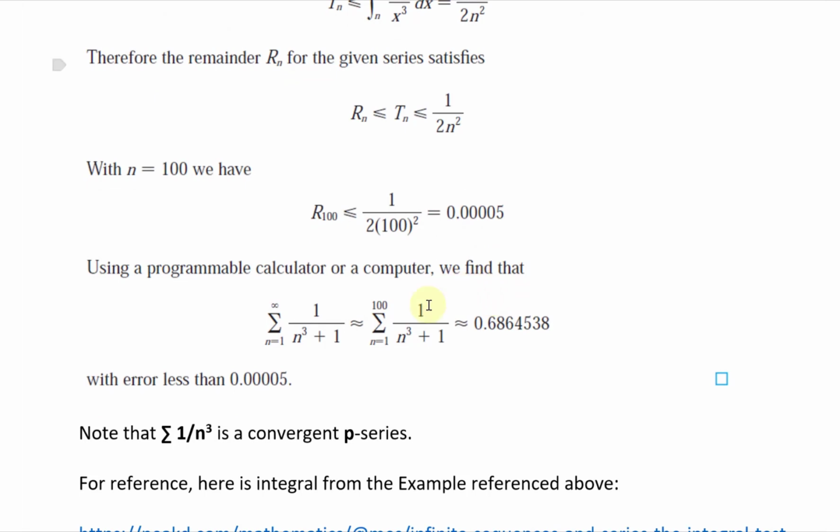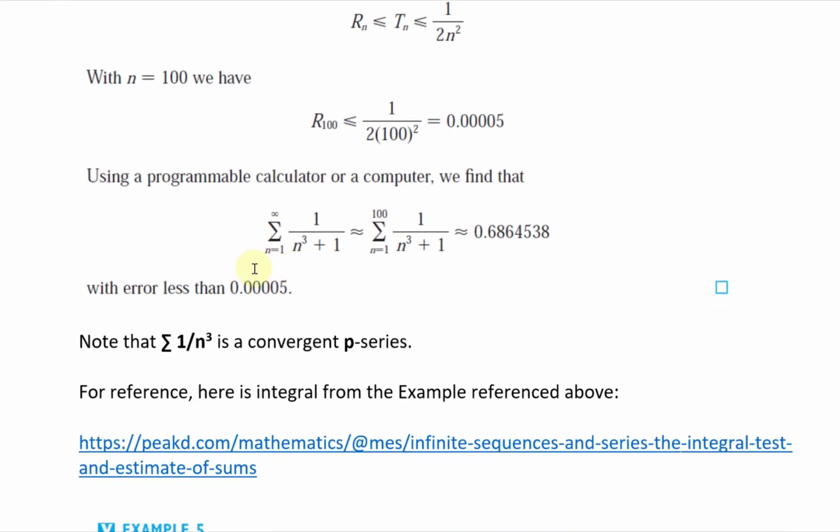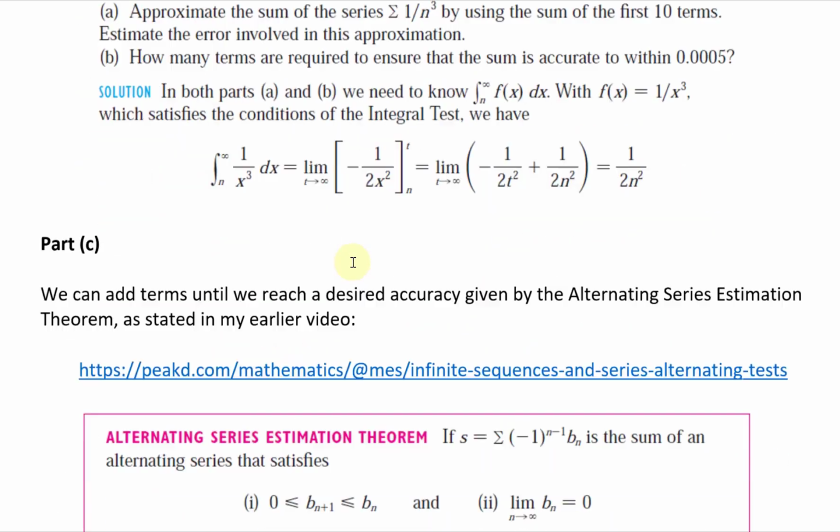So using a programmable calculator or computer, we find that the summation from n equals 1 to infinity of 1 divided by n cubed plus 1 is approximately equal to, and here just plug in up to 100. So this is S100. This is S, but it's approximately equal to it because the remainder is so small. So this means that this is approximately 0.6864538 with error less than 0.00005. So that's an estimate. That was the example we went over.